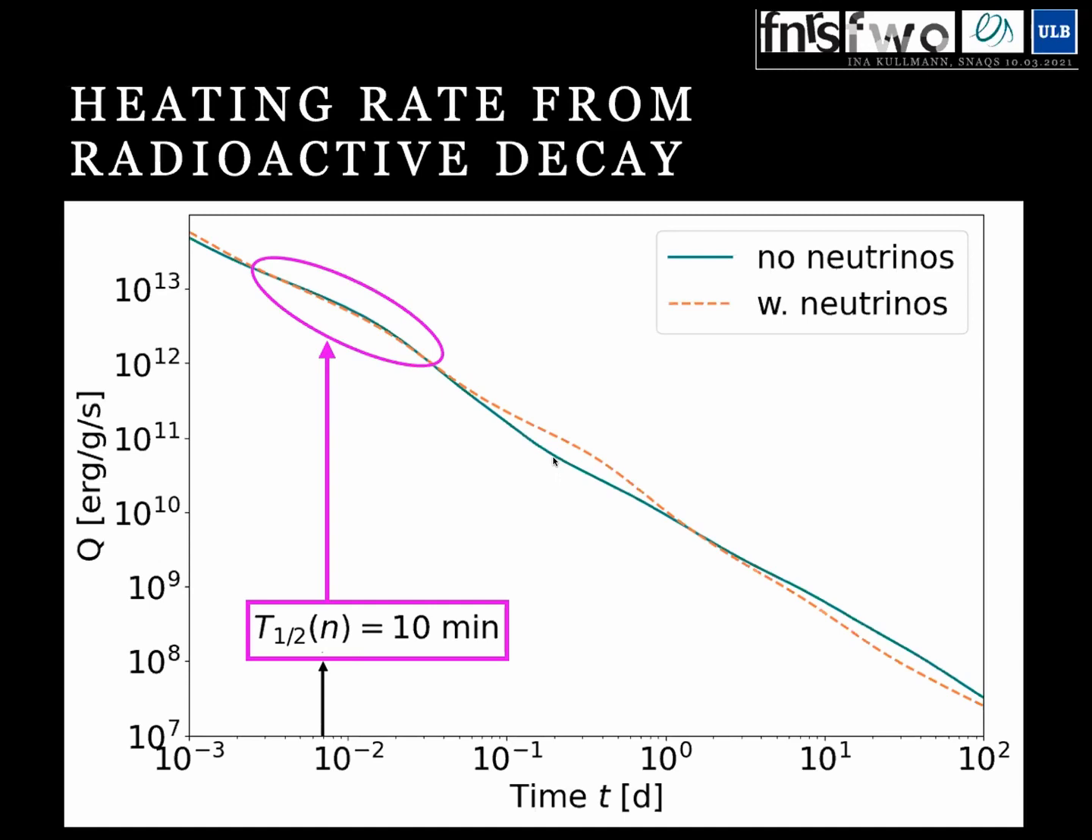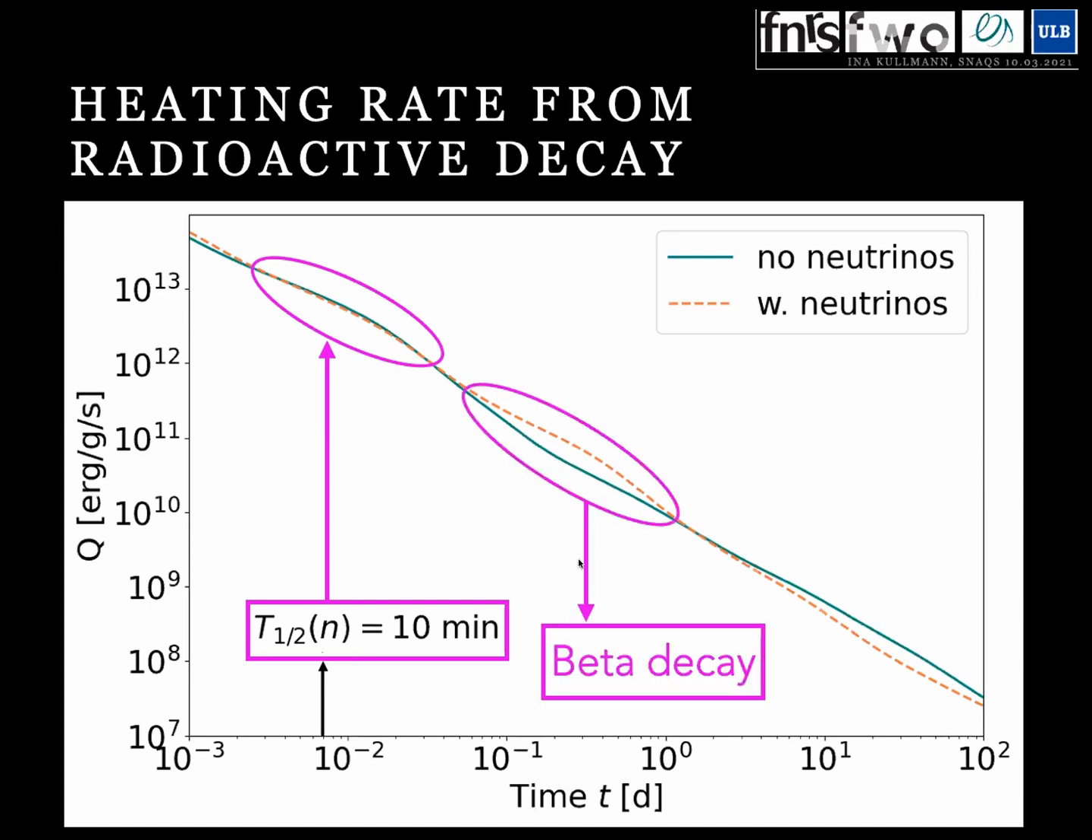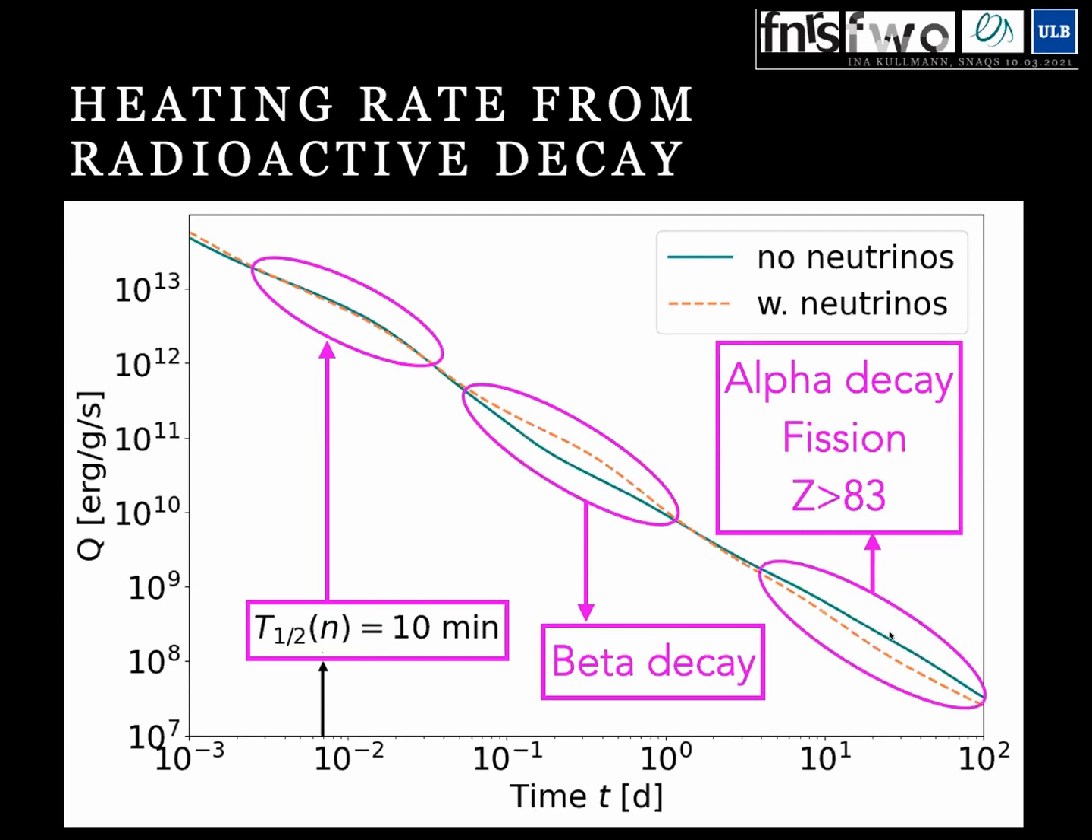And then we have a discrepancy at a later time between the two models, which is in fact due to the beta decay. And we also have a discrepancy at a later time, around 10 days and later, up to 100 days, where we see that the model that does not include neutrinos has a larger heating rate at late times. This is due to alpha decay and fission of trans-lead species, which, as I showed you earlier, this model also produces a larger amount of the heaviest elements.